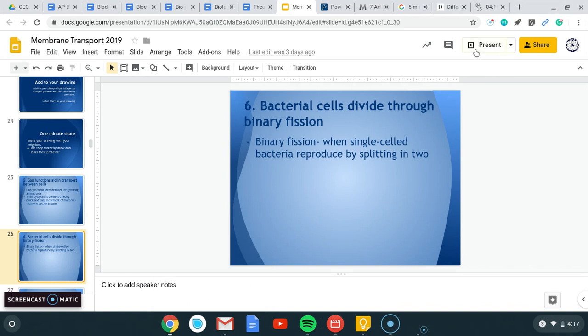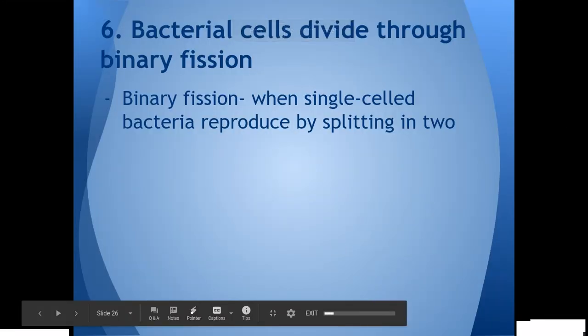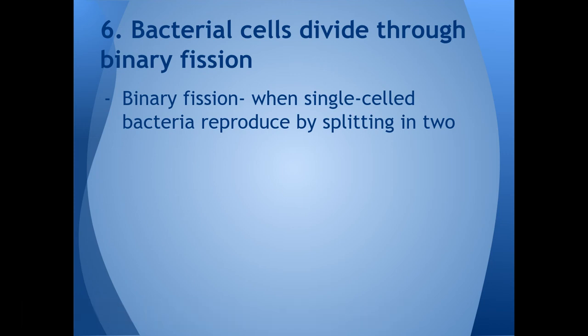Animal cells and plant cells, aka eukaryotic cells, have to go through a slightly more complex process called mitosis to divide. But bacterial cells, which also have a cell membrane, can divide in one fell swoop, which is called binary fission. And this occurs when a single-celled bacteria splits into two.